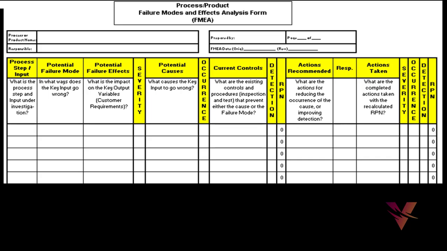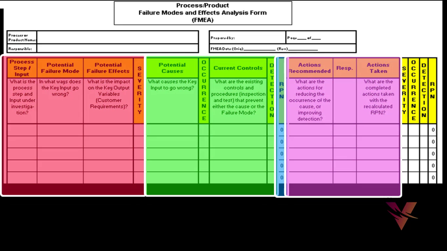We will be dividing the FMEA form into four segments. First is identify failure modes and their effects, and under this we have process step input, potential failure mode, potential failure effects and severity.